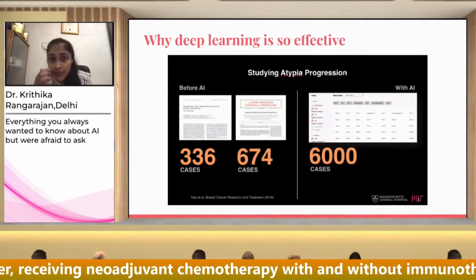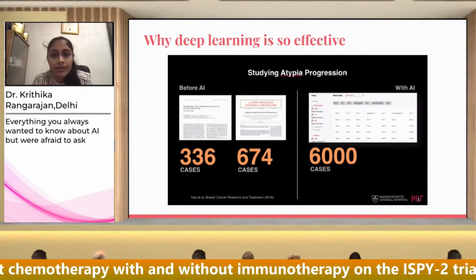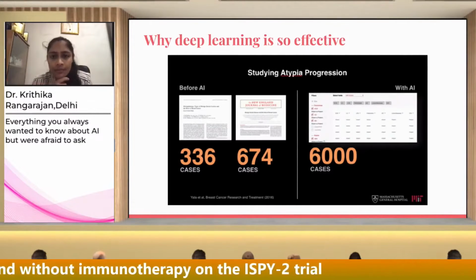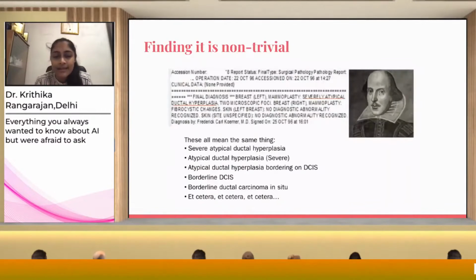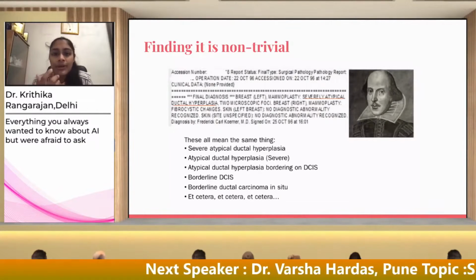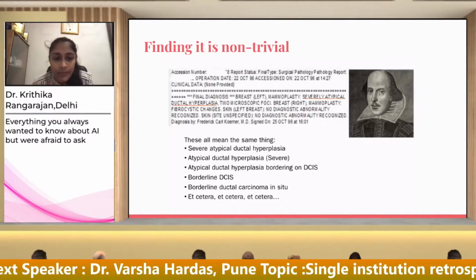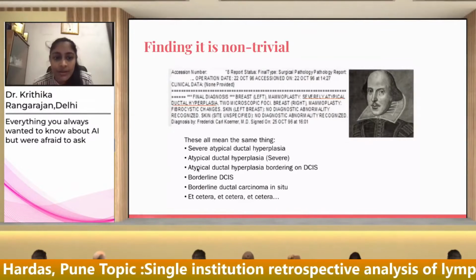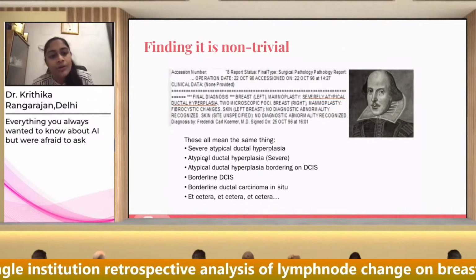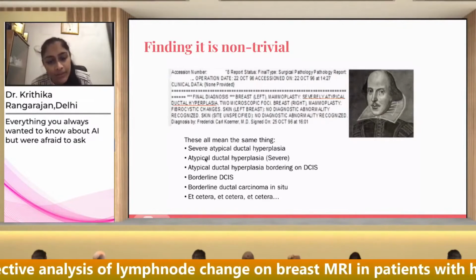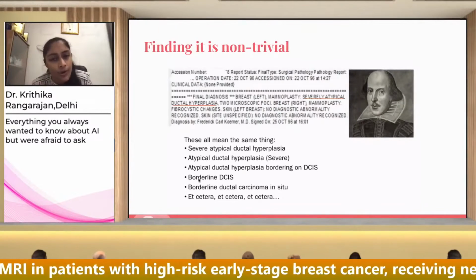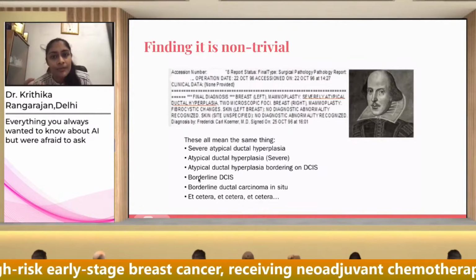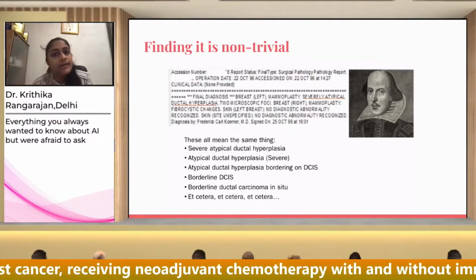And that gives you the ability to look through your electronic medical records and find these in a much more robust way. However, finding this is not going to be trivial, because not everybody would write atypia in the same way. This was one particular example she gave, where she's talking about how somebody would call it a severe atypical ductal hyperplasia, going on to someone calling it a borderline DCIS. So finding these terms is non-trivial.